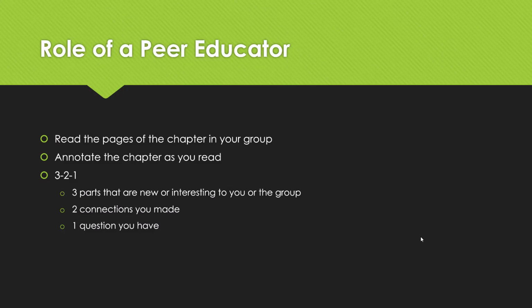So we are now at the end of chapter 1 for the role of a peer educator. You should have been annotating as we read together. And now you will answer the 3-2-1 that is posted in the Canvas course. So again, 3 parts that were new or interesting to you in the chapter, 2 connections that you made to anything in the chapter, and then 1 question that you have after reading.